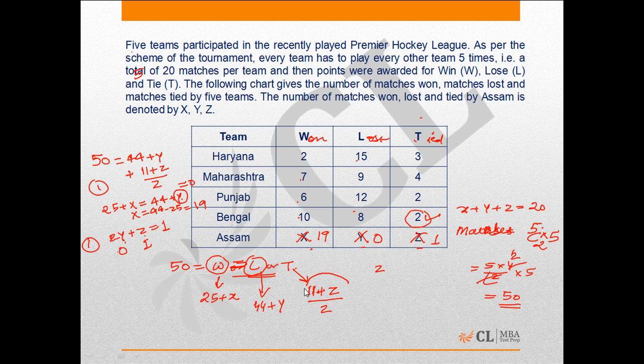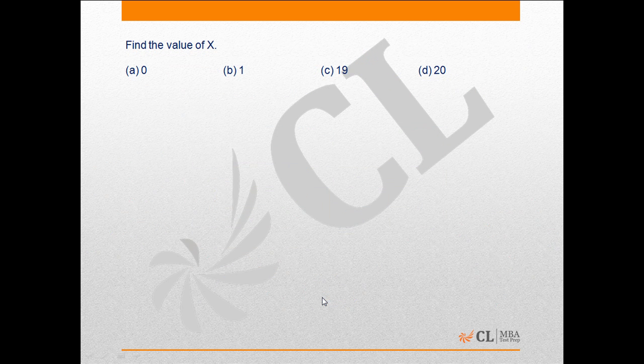See, the only trick or the only thing that needed to be understood was over here. So let's answer the questions that follow. Find the value of x, already calculated, 19. Find the value of y, already calculated, 0. Find the value of z, already calculated, 1.